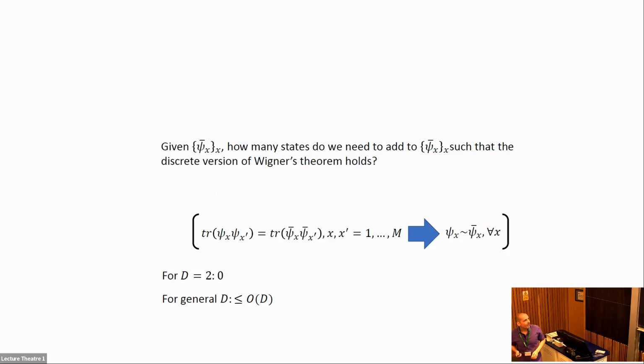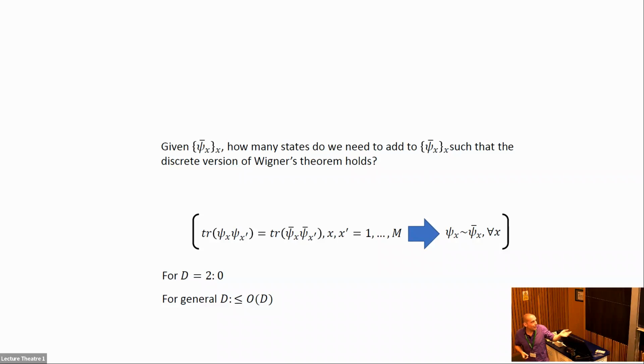Yes, I don't know. Okay, another question that I have, I think it's an interesting geometrical question, is: given some set of pure states, how many states do I have to add to this set such that I get a rigidity result, such that any other set of states that have the same overlaps are actually related by a unitary or anti-unitary transformation? I think this is a nice question, a funny question. For d equals 2, the solution is 0. You don't need to add anything.